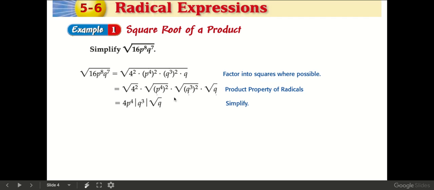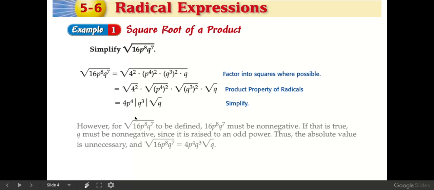The reason it has the absolute value, which we went over in 5-5, is that I have an even root and my even root has an odd exponent, so this could potentially be positive or negative, but I need it to be positive, because if it's not, then I couldn't take the square root of it. And then the square root of q can't be simplified, because I don't know what q is, and that's not a perfect square. So that remains under the radical. And this would be my simplified answer there.